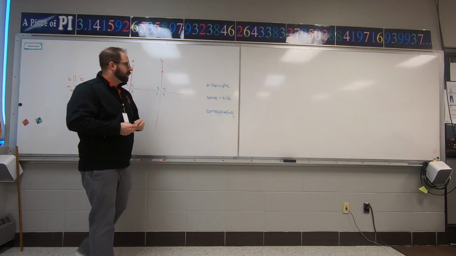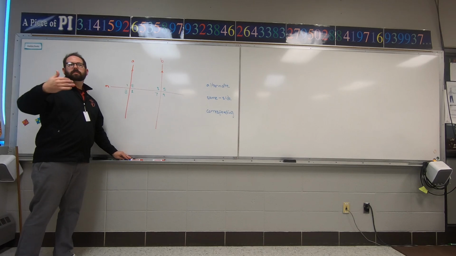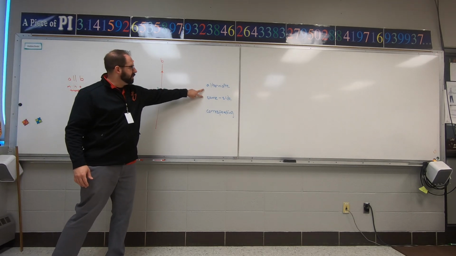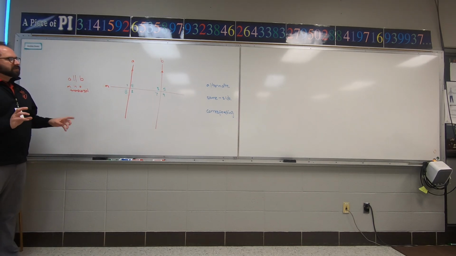Corresponding angles. That's where you have to pick one inside, one outside. They have to be on the same side of the transversal, and they cannot be adjacent. So it's kind of a mixed bag of both of these combined into one. So it's got pieces of both.